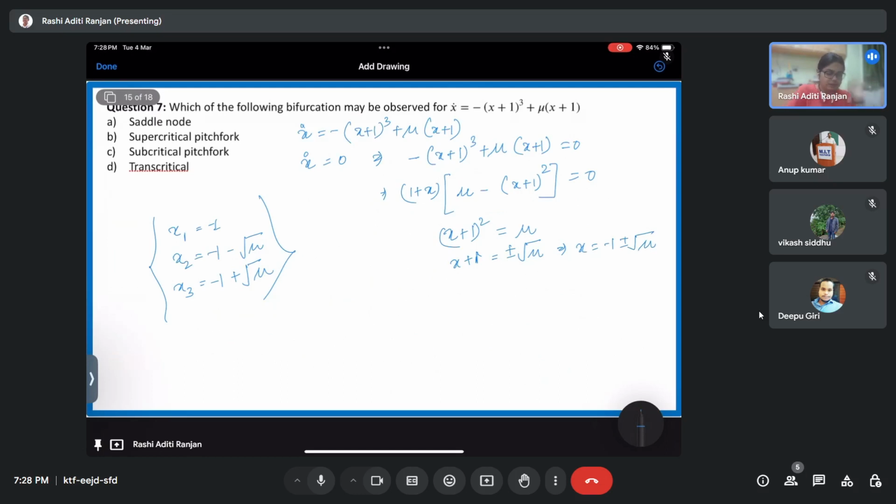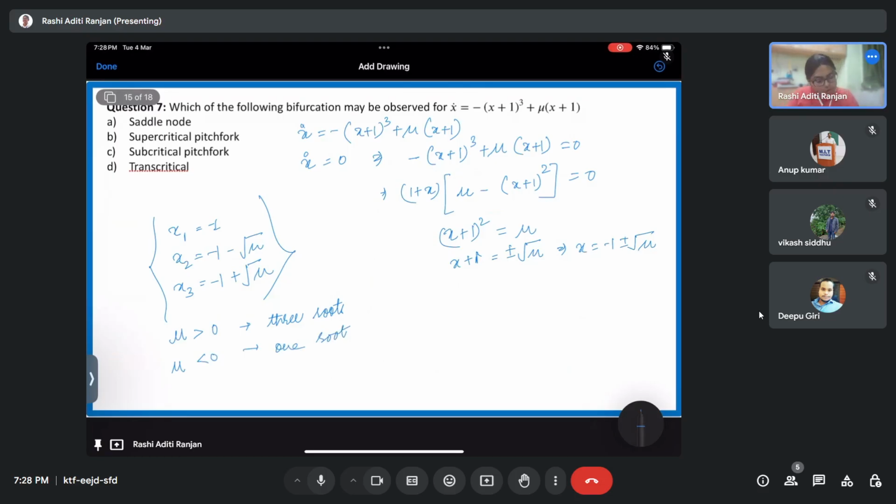Okay, this is clear. Which means that now I have a clear picture: for mu greater than 0, I have 3 roots, and for mu less than 0, I have only 1 root. Okay, this is the thing that I know now.